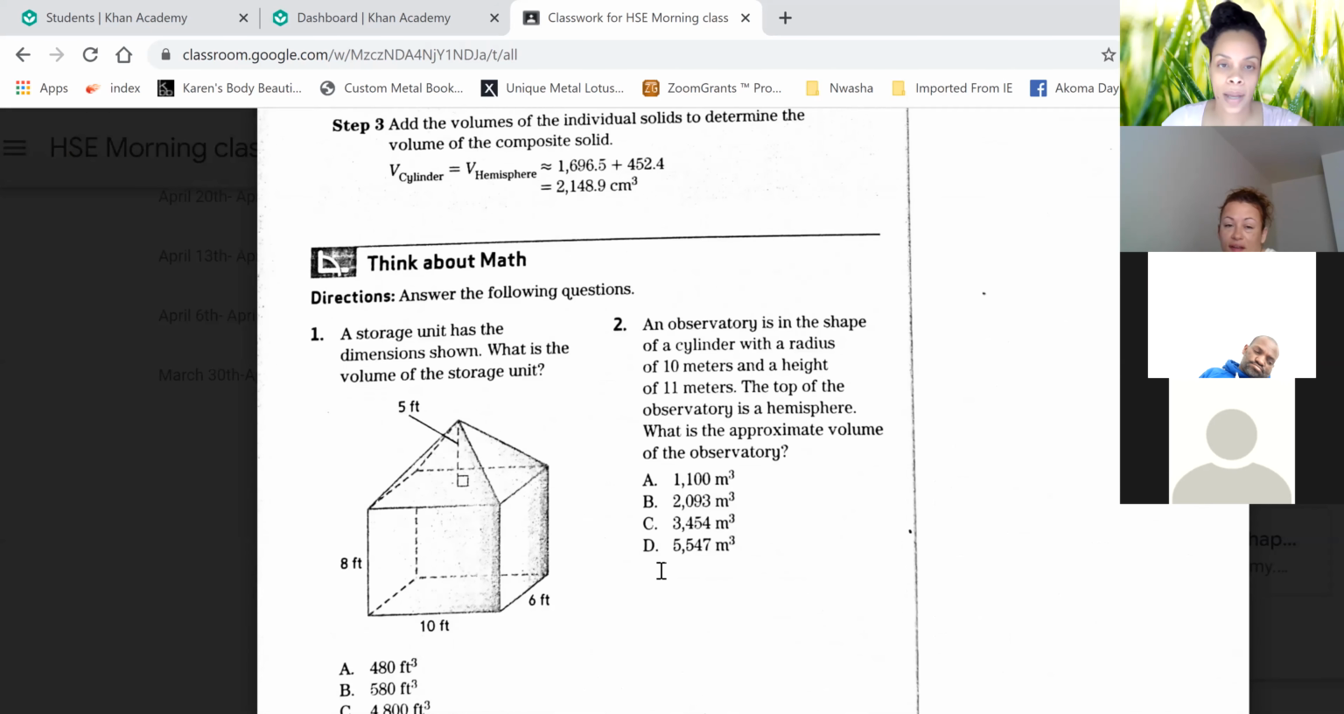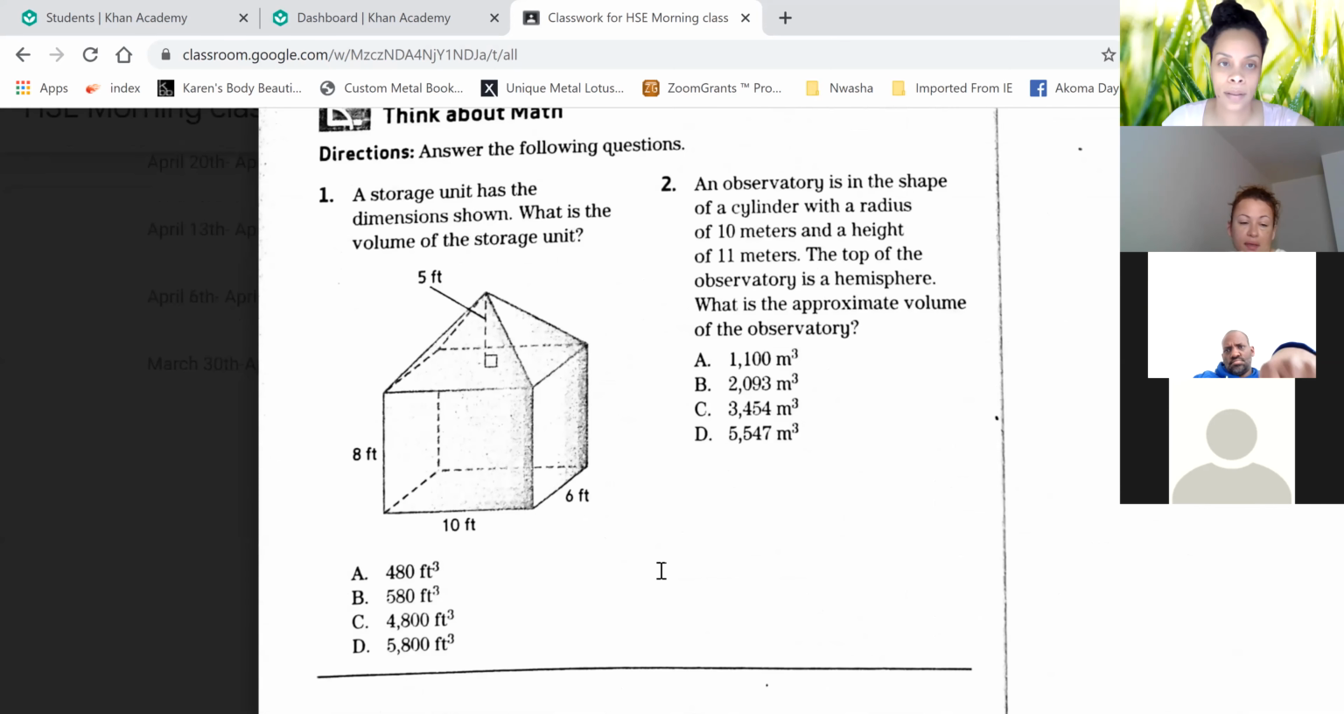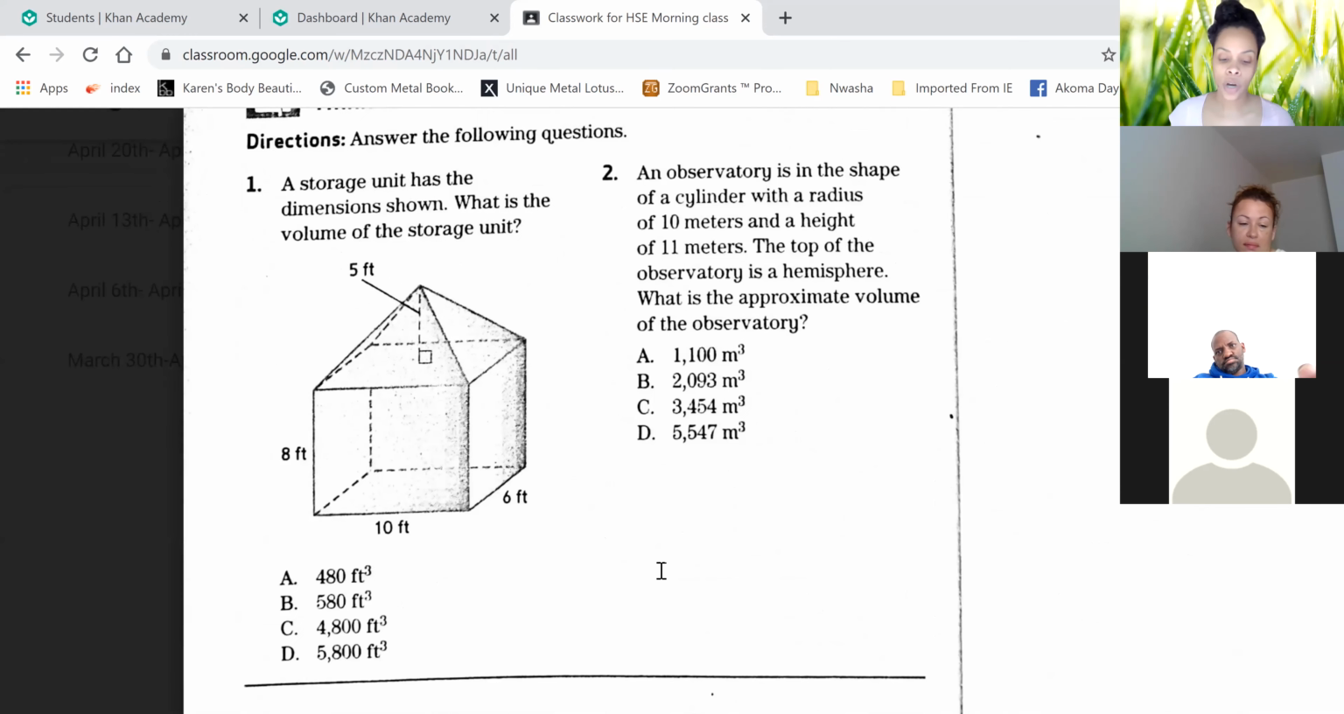So number 1, we're going with thinking about the steps all of the time. So like we saw in the example, the first step is to just identify what you're looking at, right? So this says this is a storage unit. A storage unit has the dimensions shown. What is the volume of the storage unit?